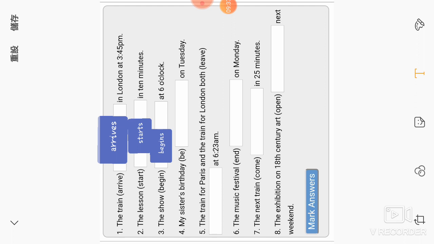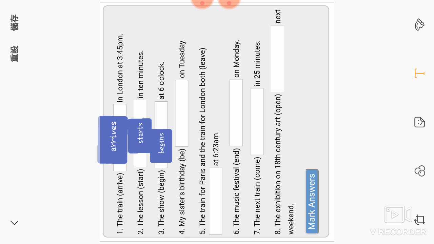Number 4, my sister's birthday be on Tuesday. So when you come across the word be, this is a verb to be, you have to be very careful. So try to recall your memory for the word be when it is in a simple present tense, how many options you have to change the word be.